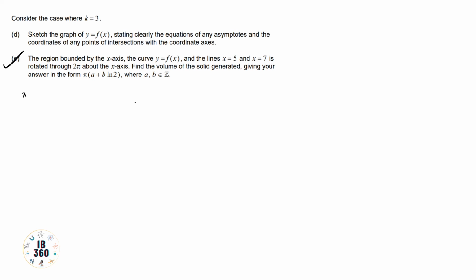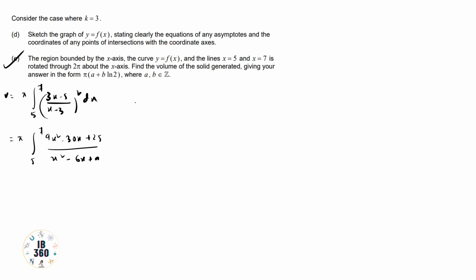So V equals pi integral from 5 to 7 of (3x minus 5 divided by x minus 3) whole square dx. Just expand this. So pi integral 5 to 7, after expanding it will be 9x square minus 30x plus 25 divided by x square minus 6x plus 9 dx. Okay, so to make it in the general form, you need to divide it.